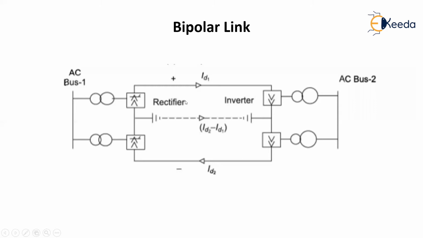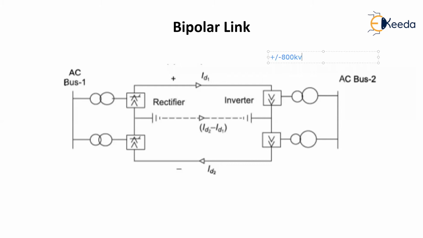So why is one positive polarity and the other negative polarity? When we are speaking about bipolar link, obviously you might have seen in many places that whenever we are referring to HVDC links, we always refer to it as plus or minus 800 kV.